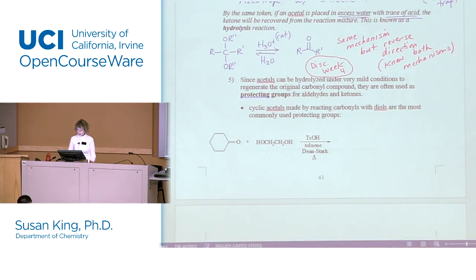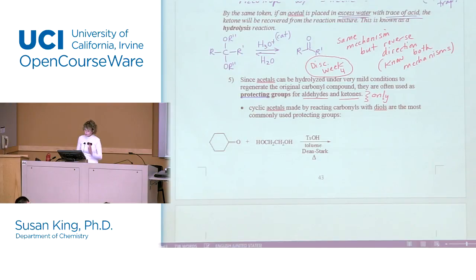All right, so some more points we want to make. Since acetals can be hydrolyzed under very mild conditions to regenerate the original carbonyl, they are often used as protecting groups for aldehydes and ketones. Okay, they make great protecting groups for aldehydes and ketones. Aldehydes and ketones only. So you can make an acetal from an aldehyde, you can make it from a ketone. You cannot make an acetal from an ester, an amide, an acid chloride, a carboxylic acid. This is only aldehydes and ketones.